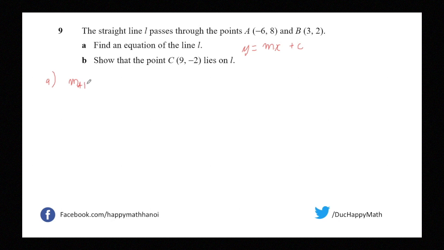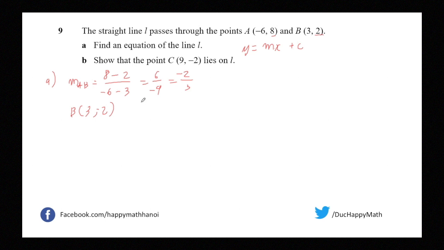The gradient of the line AB is equal to the change in y over the change in x. It means 8 minus 2, divided by minus 6 minus 3. Okay, so this is 6 over minus 9, which is minus 2 over 3. And the line passes through the point 3 and 2.